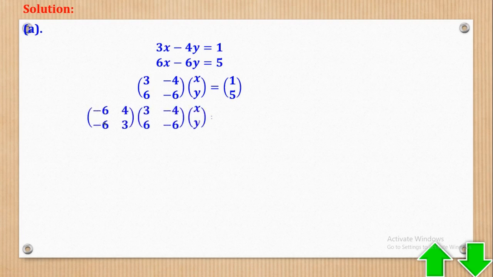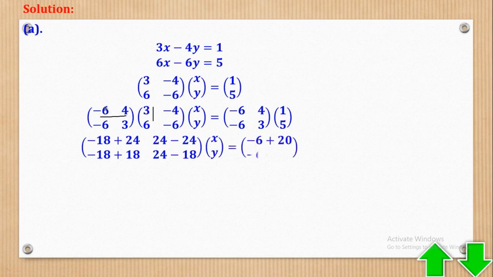So next is to multiply both sides by the adjoint matrix. So adjoint means that you interchange these entries in the major diagonal. So that's why you see here -6 and +3. Then for the minor diagonal, we change the sign. That's why you see a +4 and -6. But you multiply on both sides, so this and also this side. The next is to expand this. So remember, multiplication is row by column. Therefore, I'll come and say that this times this is -18 plus this times this, which is +24, to come up with that.